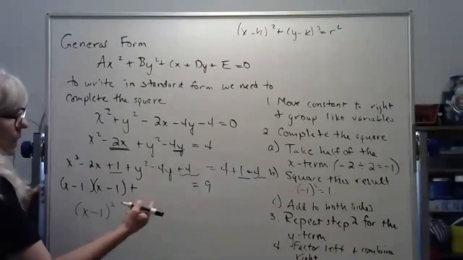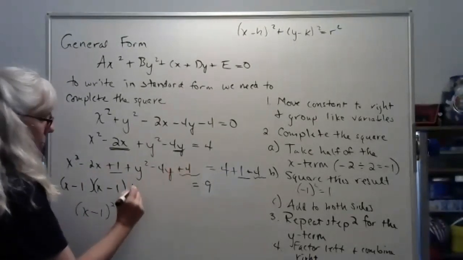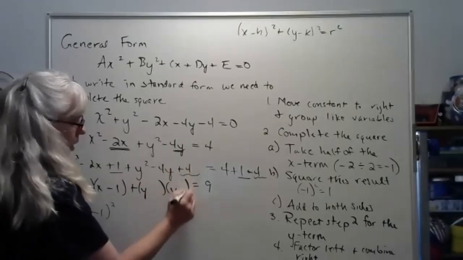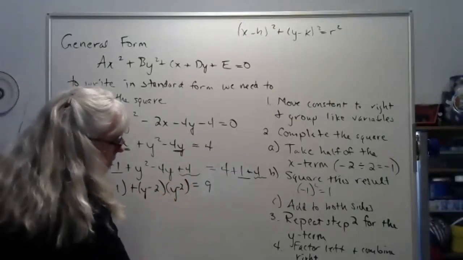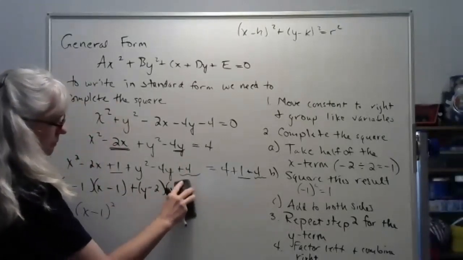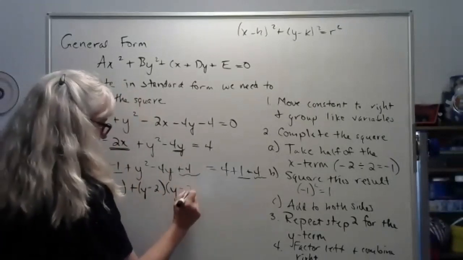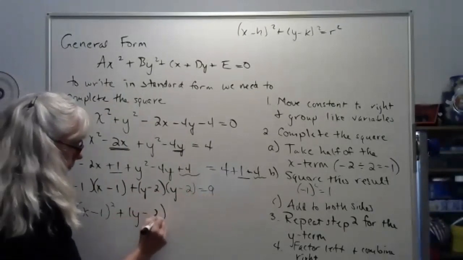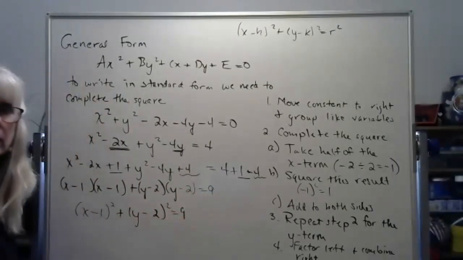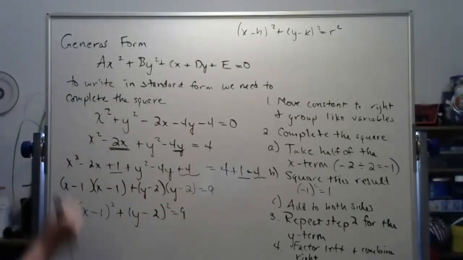Let's do the same thing with the y coordinates. So factors of 4 that add to 4, that's going to give me a y and a y. Factors of 4 that add to 4 are 2 and 2. And we'll put minus on both of those. So we end up with x minus 1 quantity squared plus y minus 2 quantity squared is equal to 9. And now it's in standard form. So now we can come in and find the center and the radius, and then graph it.